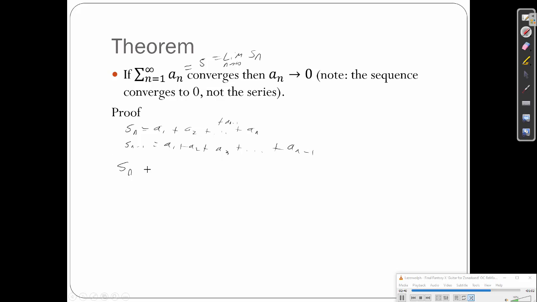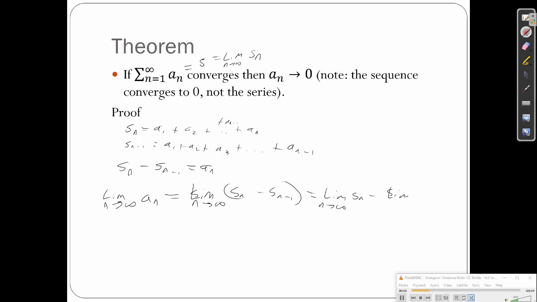So now let's look at what s sub n minus s sub n minus 1 is. Well, just do it term by term. Everything's going away except that a sub n term. So if I now take the limit as n goes to infinity of a sub n, because we have to show this goes to 0, this equals the limit as n goes to infinity of s sub n minus s sub n minus 1. And we know we can split the limit between those two: the limit as n goes to infinity of s sub n minus the limit as n goes to infinity of s sub n minus 1.